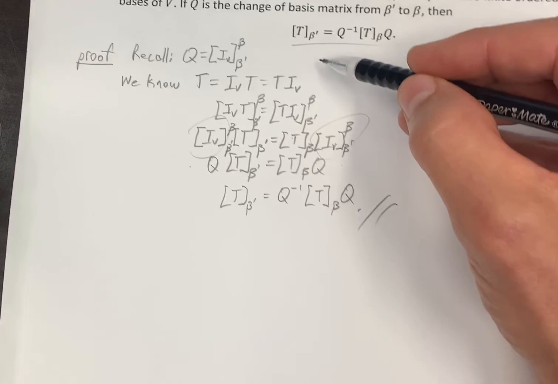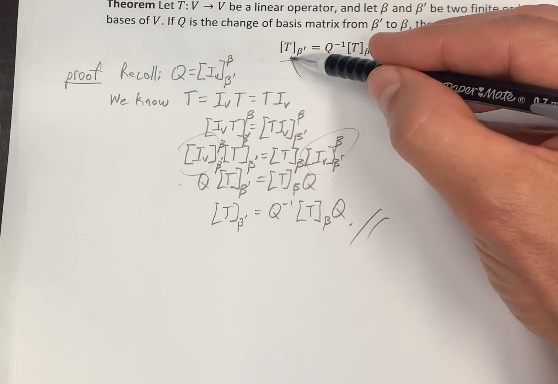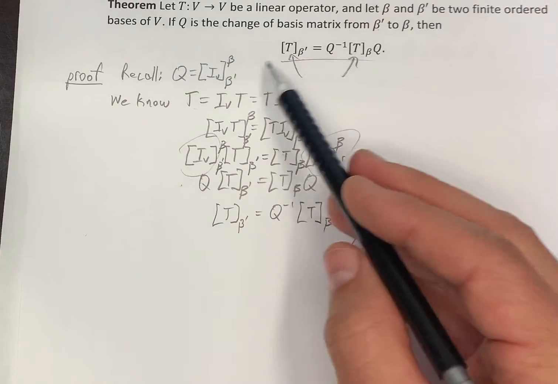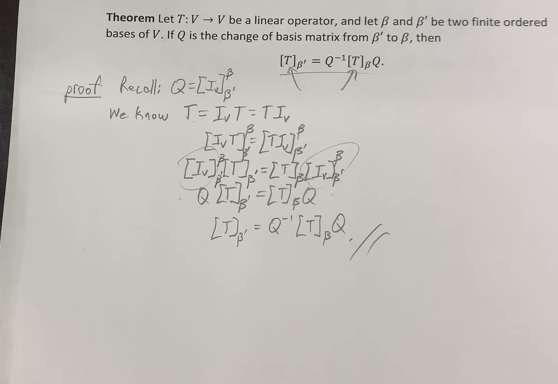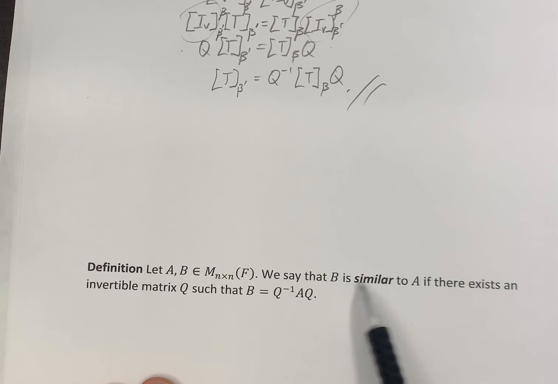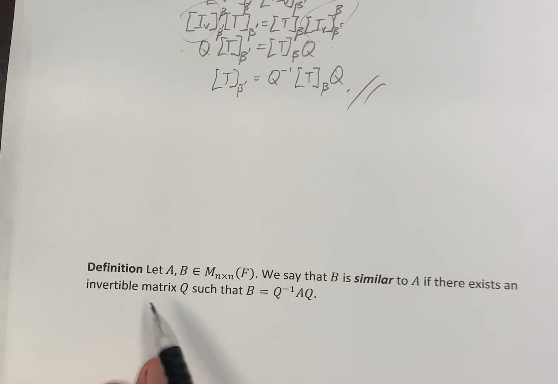There's also a definition that's worth sharing here, and it's the definition that ends this section. These two matrices, those are called similar matrices. And in general, if A and B are n by n matrices, we say that B is similar to A if there exists an invertible matrix Q such that B equals Q inverse A Q, okay?